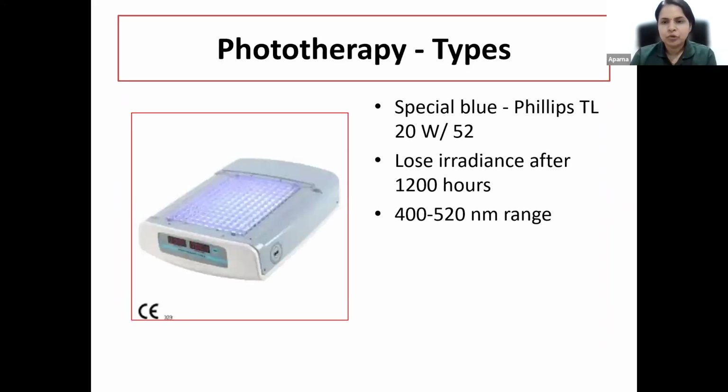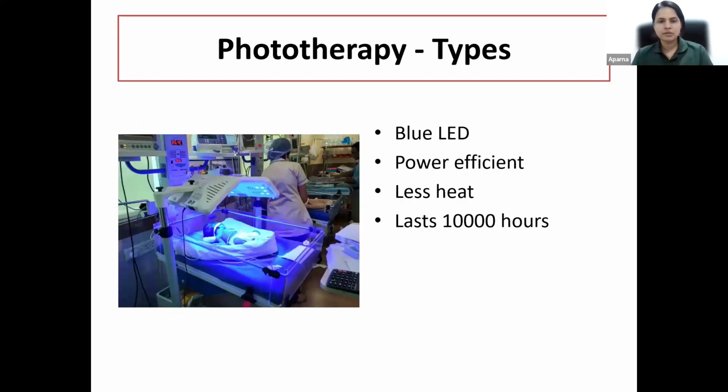Now, there are different types of phototherapy units. This is the more conventionally used CFL, or a special blue Philips CFL lamp, which is generally effective for around 1200 hours. And it has a very wide wavelength range from 400 to 520 nanometers.